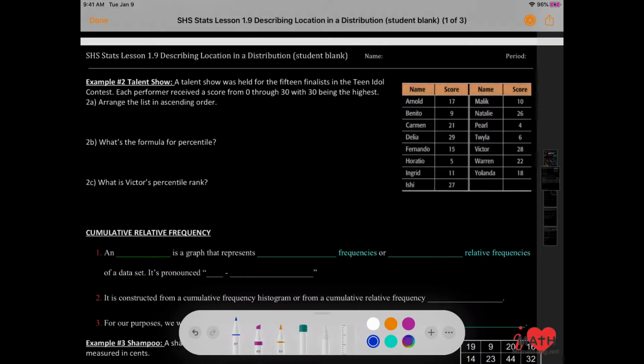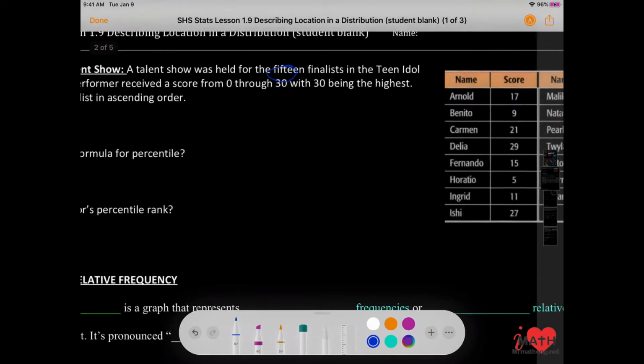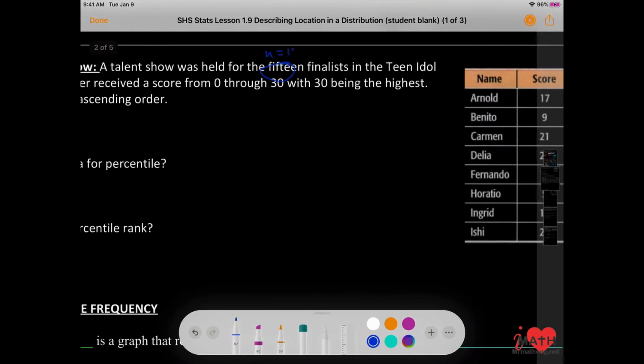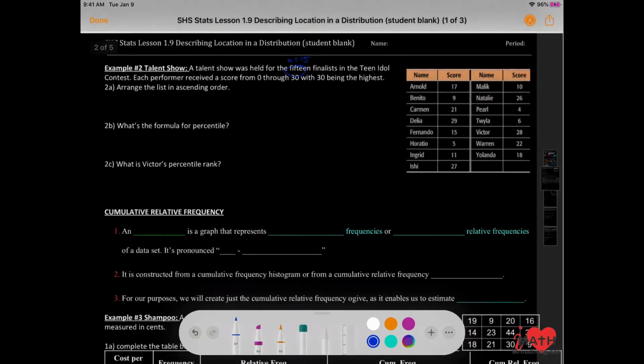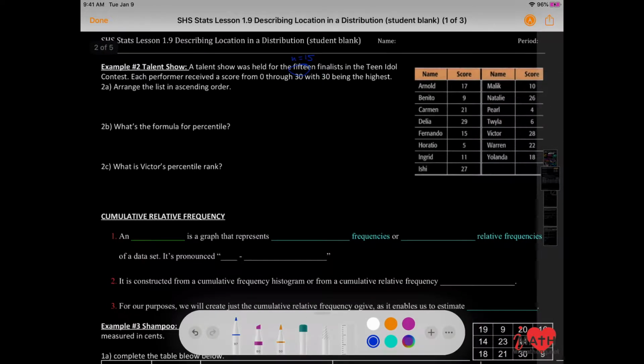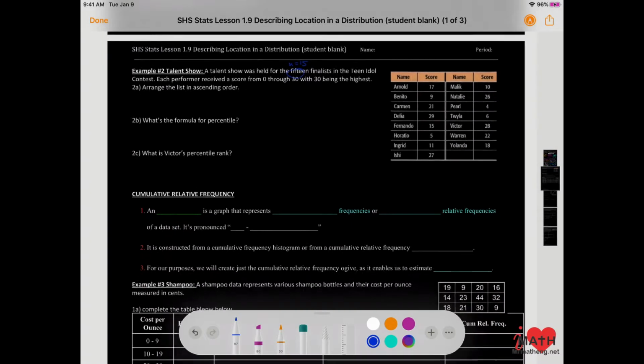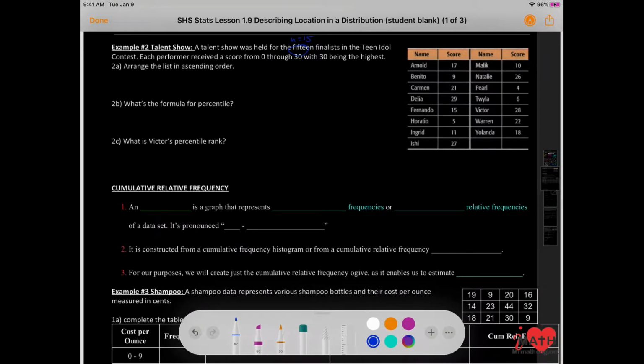A talent show was held for the 15 finalists. I was circling. There are a total of 15 here. In the teen idol contest, each performer received a score from 0 to 30, with 30 being the highest. Arrange the list in ascending order. And we're doing that because I need to figure out stuff, right? So let's put these in order.